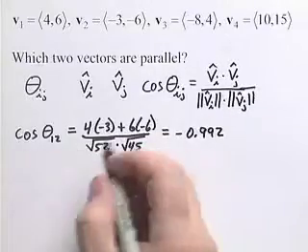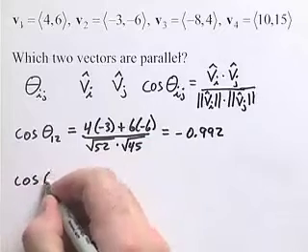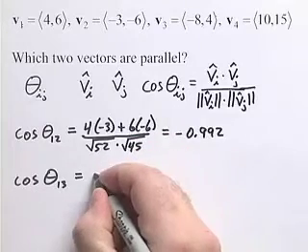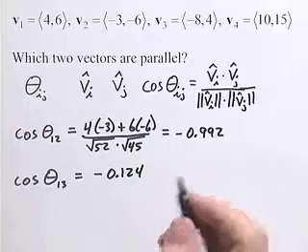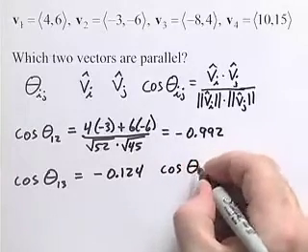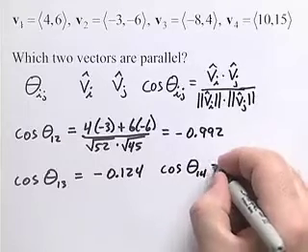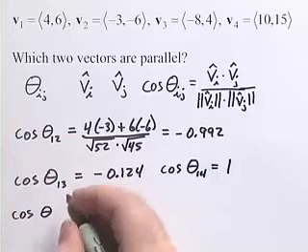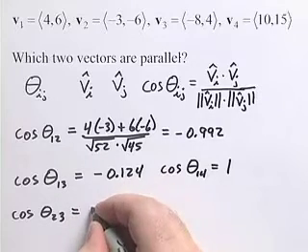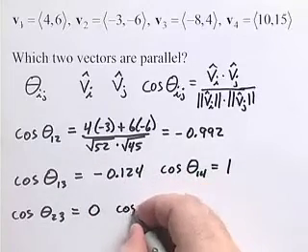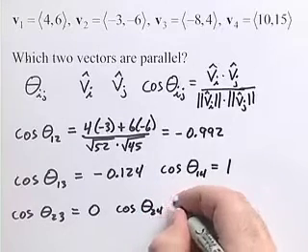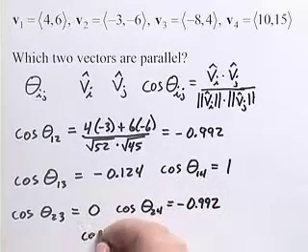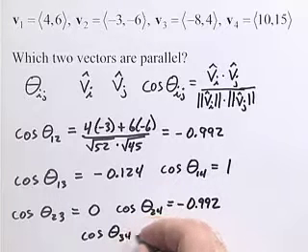If we proceed in the same way for the remaining pairs, we'll get that the cosine of theta for vectors 1 and 3 turns out to be negative 0.124. The cosine of theta for vectors 1 and 4 turns out to be 1. The cosine of theta for vectors 2 and 3 turns out to be 0. The cosine of theta for vectors 2 and 4 turns out to be negative 0.992. And lastly, the cosine of theta for vectors 3 and 4 turns out to be negative 0.124.